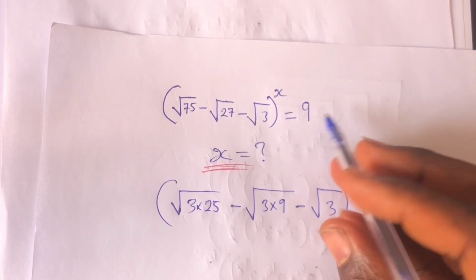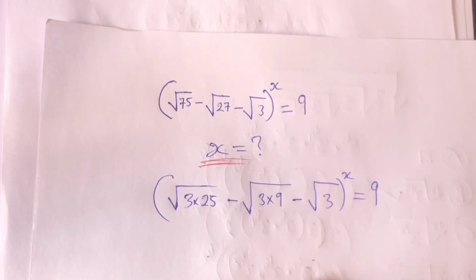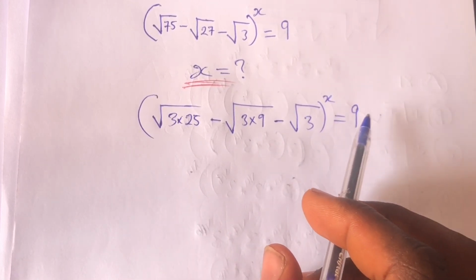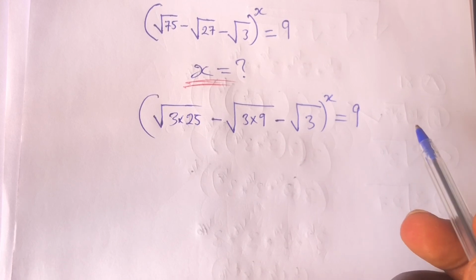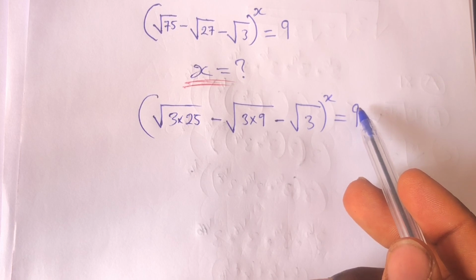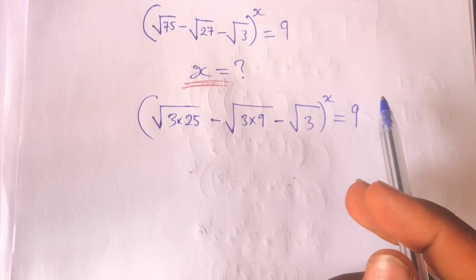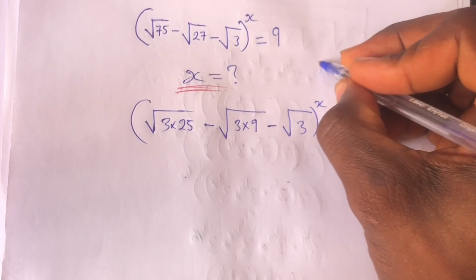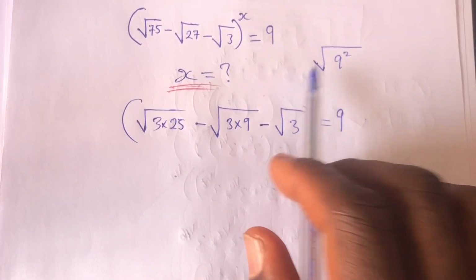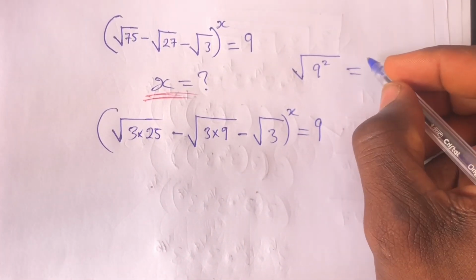Everything raised to power x is equal to 9. And 9, we can rewrite 9 as the square root of 3 squared. Is it square root of 3 squared? Something like square root of 9 squared. Yeah, we can write 9 in this form.